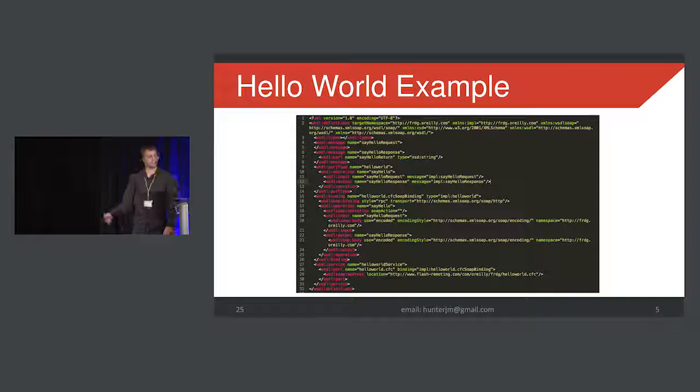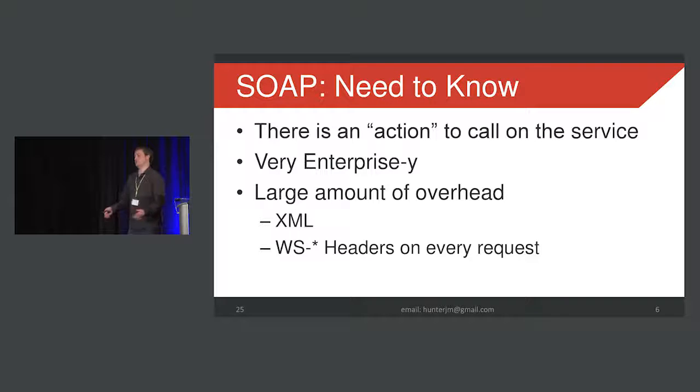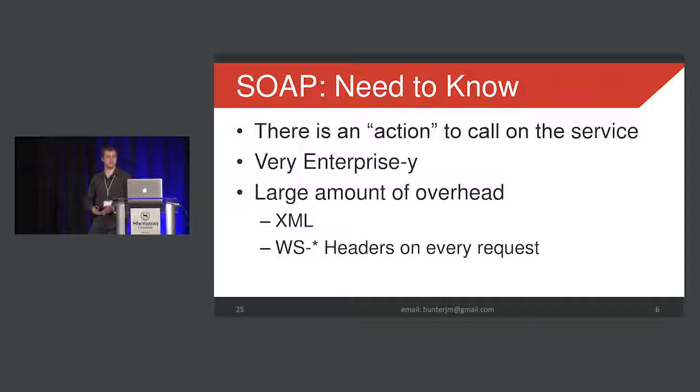So what do you need to know about SOAP? There's an action to call on the service, like get quotes for insurance, and it's very enterprisey. It has a large amount of overhead, with XML being a very verbose language, and to top it all off, there's the web service specification set of headers that you can send along with it, such as WS Security, which provides enterprise-level security embedded into the SOAP header of every single request.